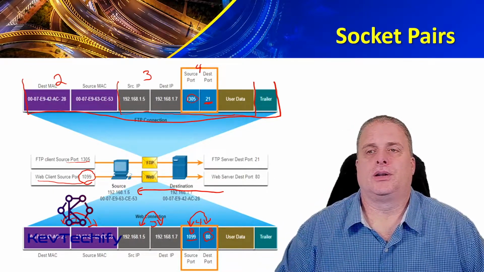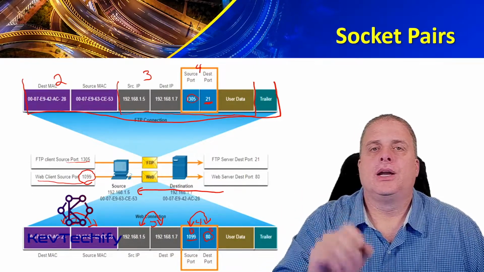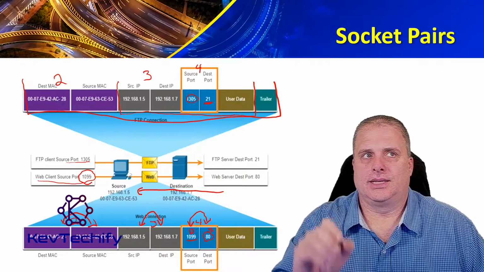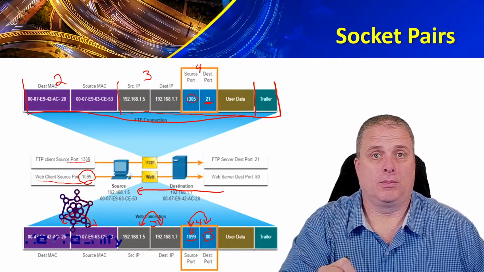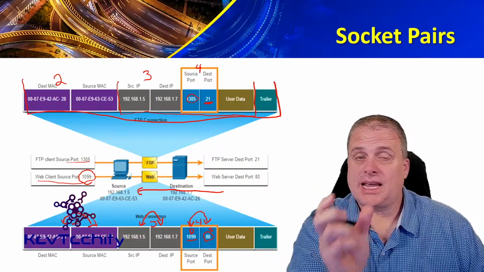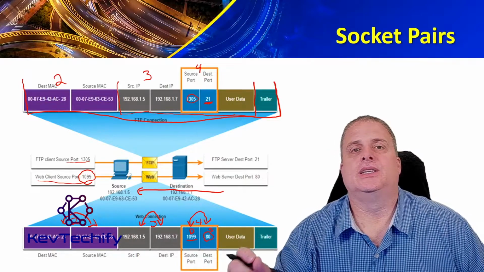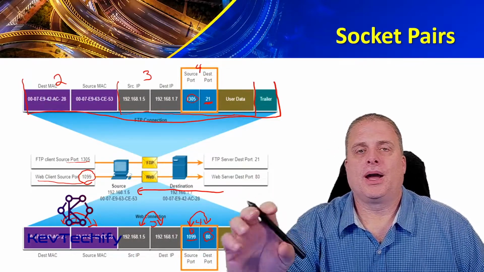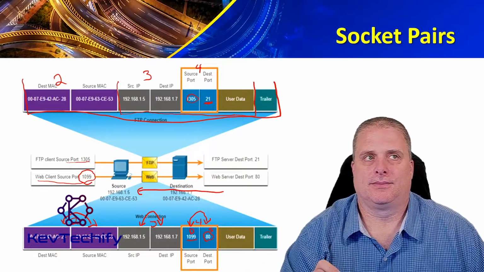As we talk about these sockets, just to be clear, a socket is the combination of a source IP and source port number. That makes a socket, or it's a combination of the destination IP address and the destination port number. You combine the two together, and that gives us our socket.